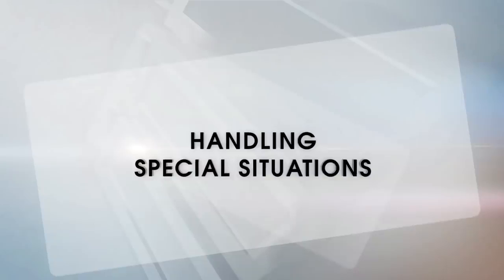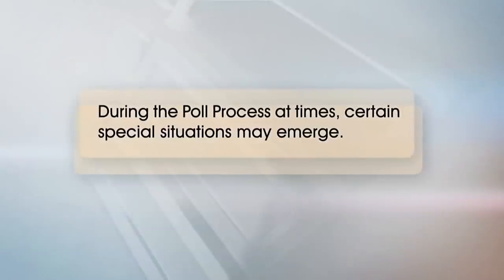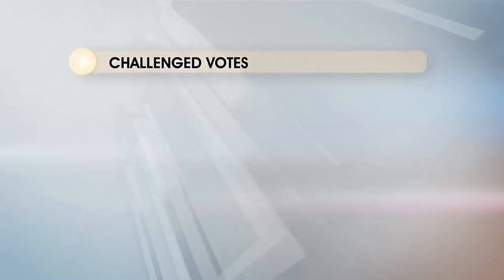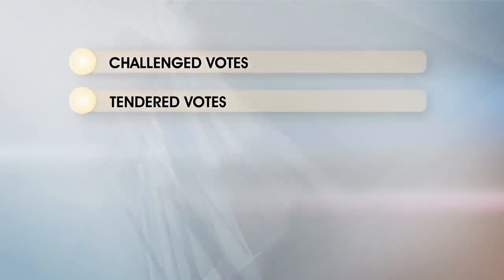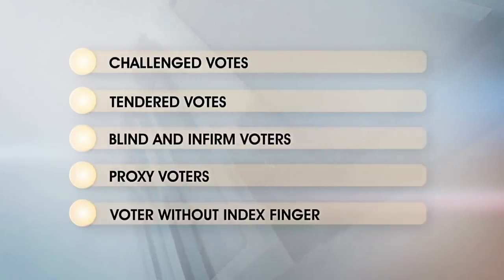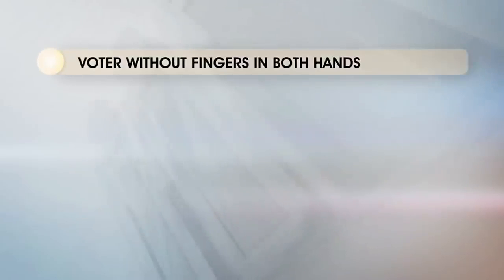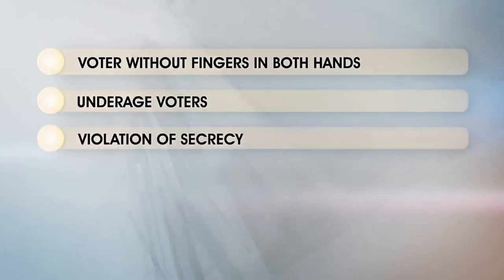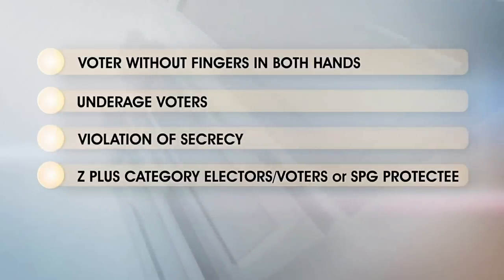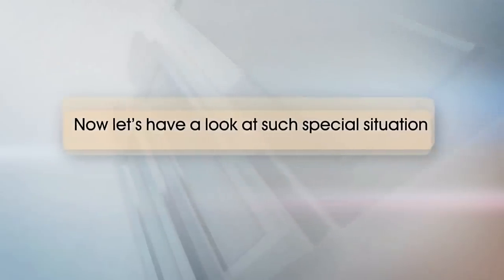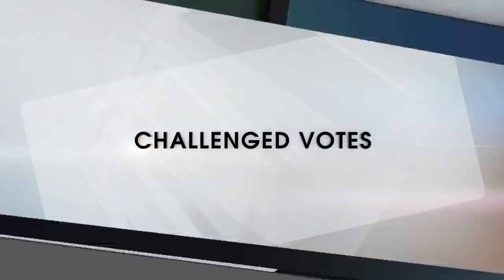Handling special situations. During the poll process at times, certain special situations may emerge. Challenged votes, tendered votes, blind and infirm voters, proxy voters, voter without index finger, voter without fingers in both hands, underage voters, violation of secrecy, Z plus category electors, voters or SPG protectee, EDC and postal ballot. Now let's have a look at such special situations.